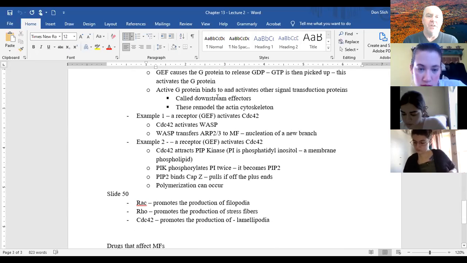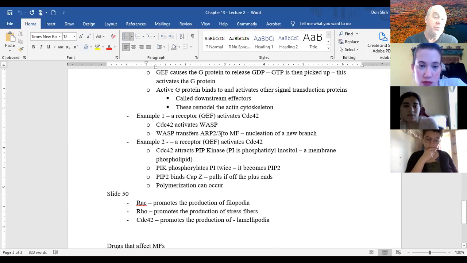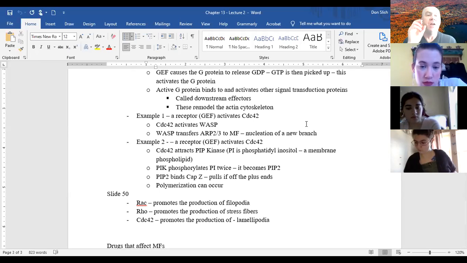These downstream effectors then will cause the remodeling of the cytoskeleton. We've got two different examples here. One is GEF activates CDC42. CDC42 then activates WASP. WASP transfers ARP2/3 to the microfilament and nucleates a new branch. So WASP is sitting around doing nothing until CDC42 gets activated. That activates WASP, and then you get the branching happening, and you can get a lamellipodium.